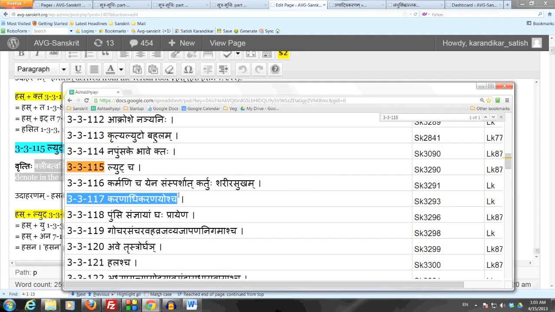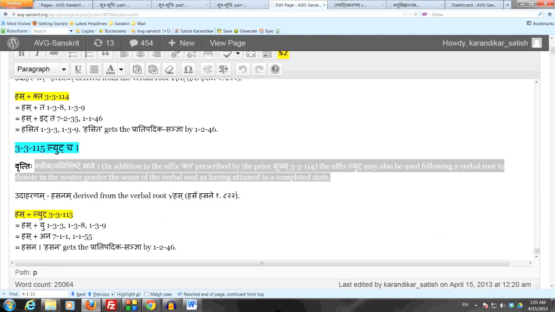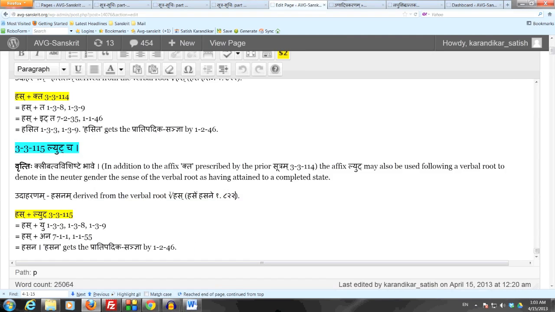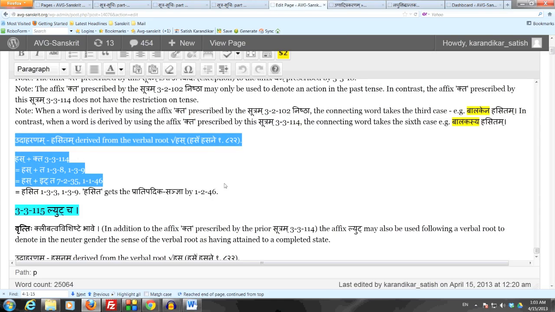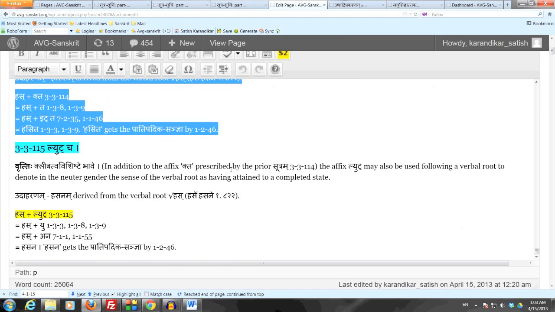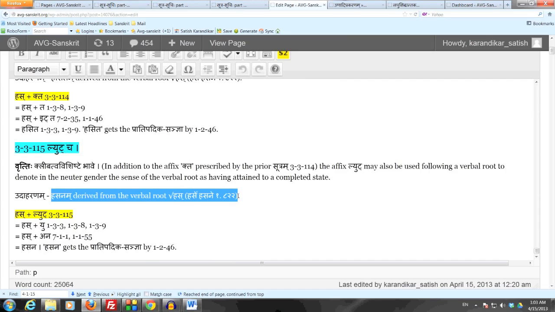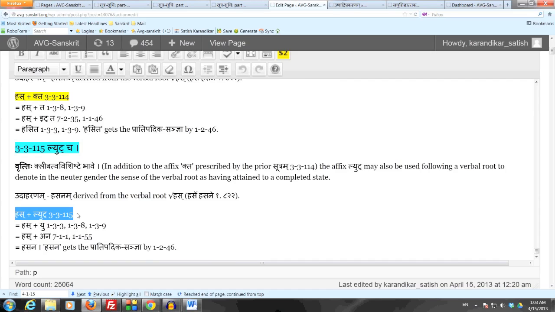Now, the derivation is very straightforward. Let's take the dhatu has again, which is hase, hasane, the bhvadikanaha. We derived the form hasitam using 3.3.114 in the same meaning, bhave, napumsake bhave. We now derive the form hasanam. Start with the verbal root has with the pratyaya lyut by the sutram lyutcha, deriving a neuter form in the sense of bhave, which means the sense of the verbal root as having attained to a completed state. So we get has plus lyut by the sutram 3.3.115 lyutcha.